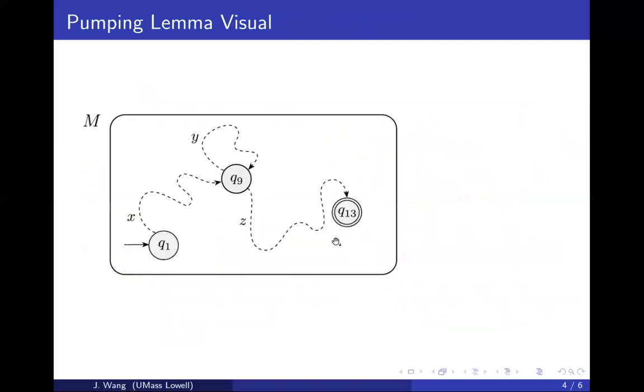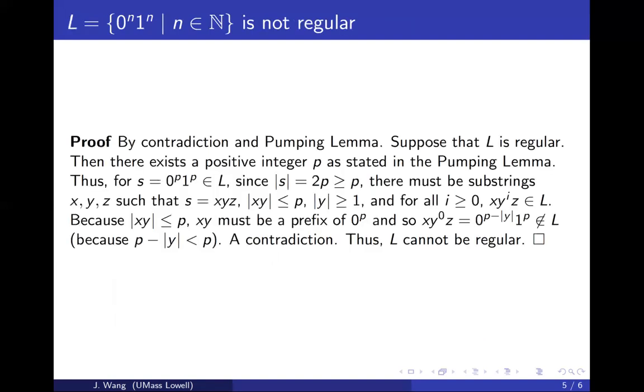Now this is a pumping lemma visual from your textbook. This is the initial state. You go to q0, and this part is your y, and then this is the z. We already saw that. Once we have this property, we can use it to prove non-regularity for a given language, if that language is not regular.